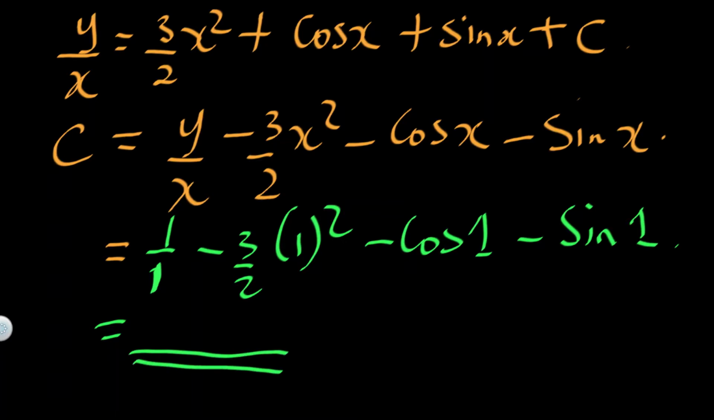You punch in your calculator, you get the value of c. Your c to 3 decimal places is minus 1.882. That one is your value of c. It means now I can write my final answer.